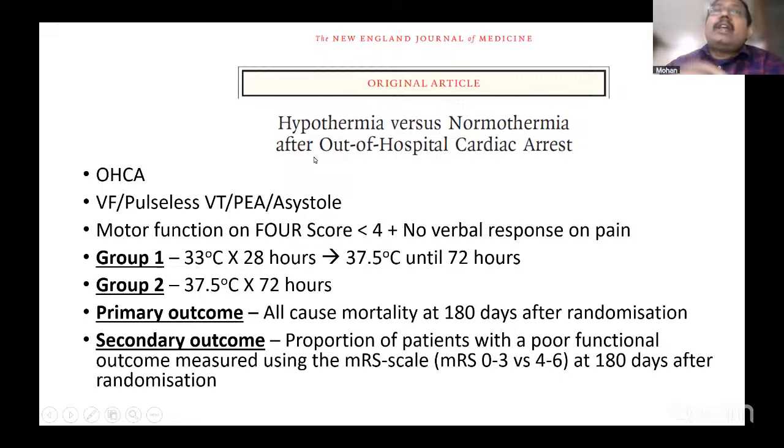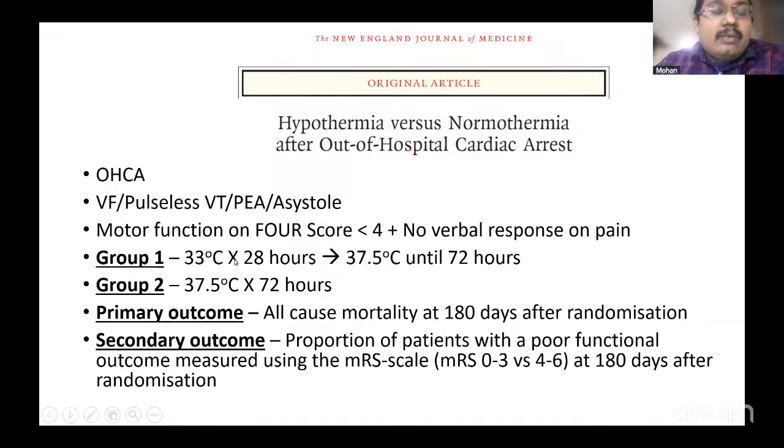Now in this TTM2 trial, because in the previous TTM1 trial they saw that 33 and 36 doesn't make much difference, they wanted to see whether hypothermia versus normothermia makes any difference for out of hospital cardiac arrest. So they selected patients of out of hospital cardiac arrest, any initial rhythm. After ROSC, if they have a motor function on the GCS score of less than 4, and no verbal response to pain, they randomized these patients into group 1 and group 2.